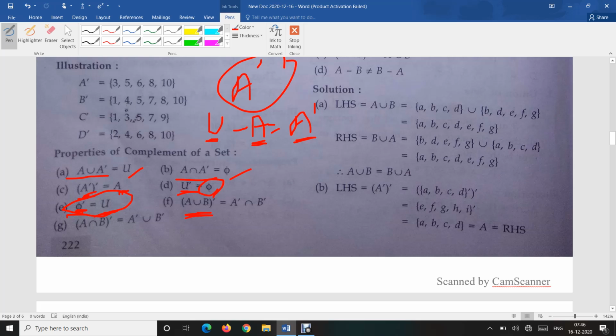For (A union B) complement, that means firstly you will find A union B. After that you will subtract the result of A union B from U. Then (A union B) complement will always be equal to A complement intersection B complement. See, here is the sign of union, but here is the sign of intersection. Similarly, (A intersection B) complement is equal to A complement union B complement.